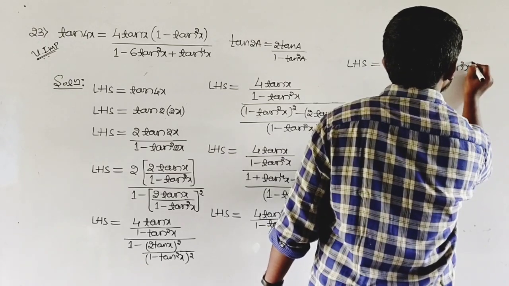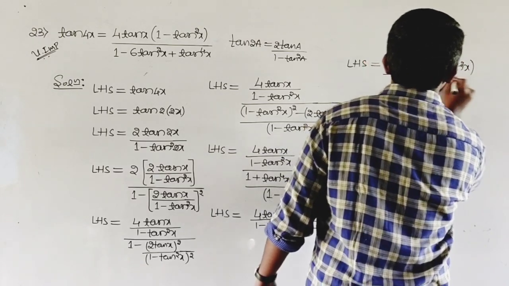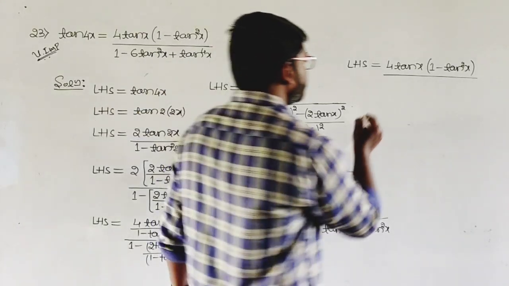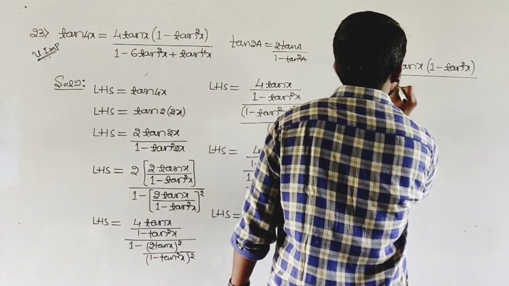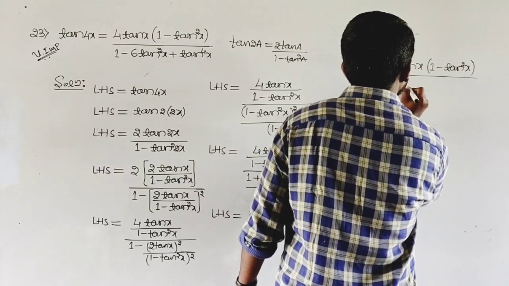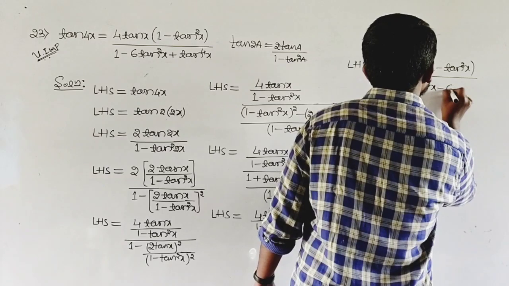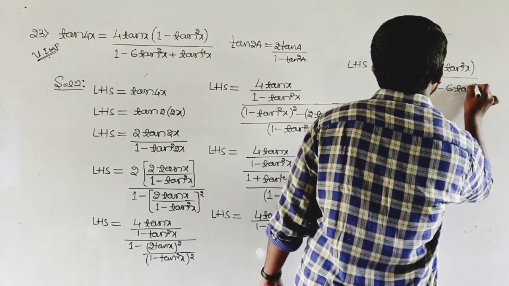then divided by, see here, 1 plus tan raised to 4x minus 6 tan square x.